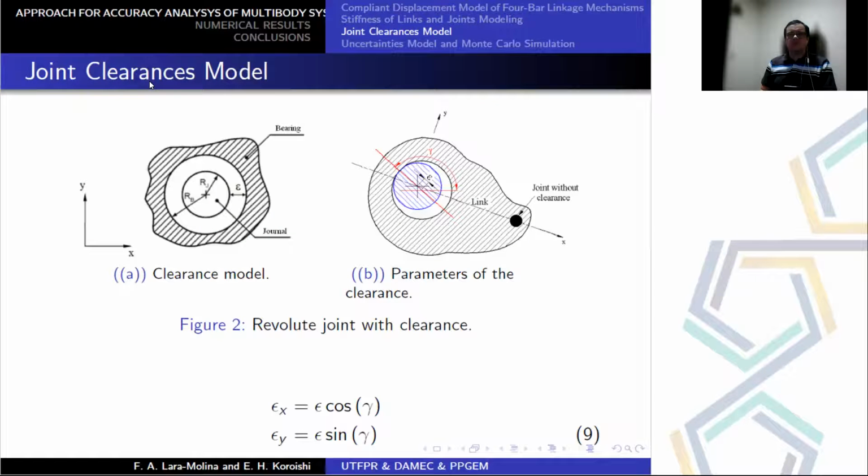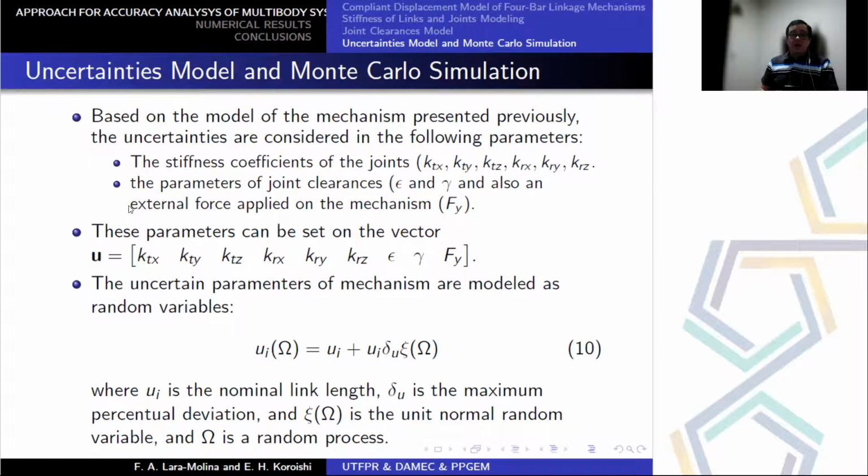Finally, we have the joint clearances model. Each clearance introduces 2 additional degrees of freedom in the mechanism. We have a displacement in the X-axis and the Y-axis. And finally, we have the Monte Carlo simulation. This is a numerical method that allows computing the numerical response of the mechanism.